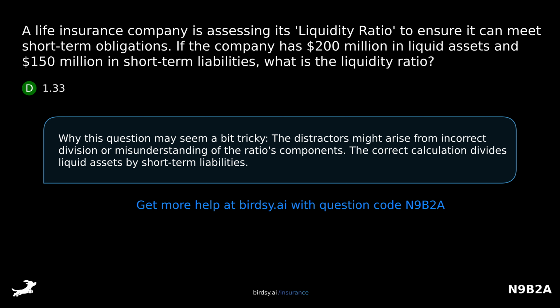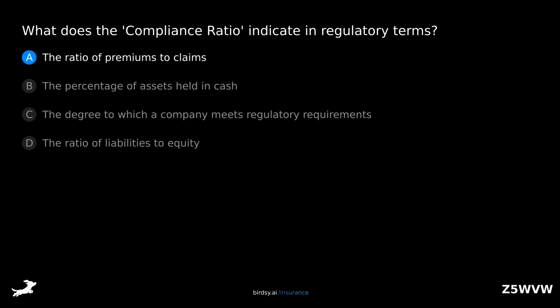What does the compliance ratio indicate in regulatory terms? Is it A, the ratio of premiums to claims, B, the percentage of assets held in cash, C, the degree to which a company meets regulatory requirements, or D, the ratio of liabilities to equity? The answer is C, the degree to which a company meets regulatory requirements.